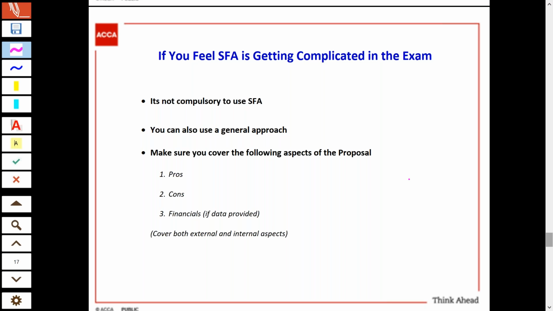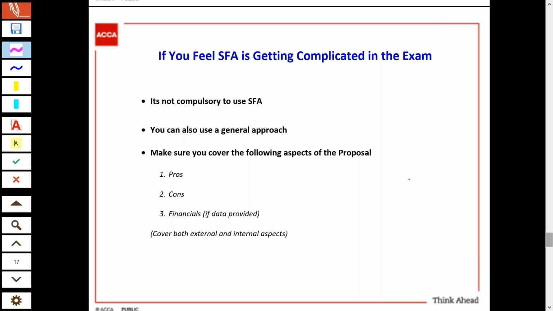So the requirement said evaluate both options. Which means that when there are two options, you need to apply two SFAs. You do the SFA for the first option, then you also do another SFA for the second option. Or you can do one SFA but cover both options. Like under suitability, first you talk about the first option and then the second option. Same for feasibility, same for financials. This kind of question can really get messy, lengthy, and you might get stuck somewhere in the middle.